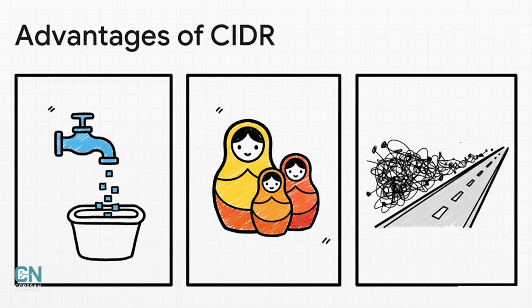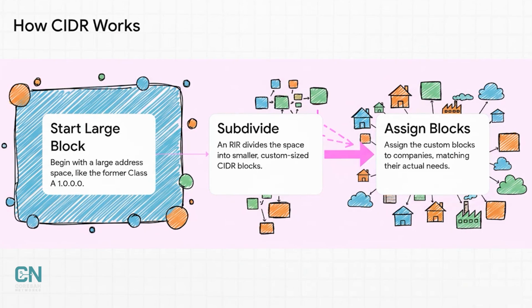And third, and this is a benefit for the entire internet, it made routing more efficient. It allowed lots of small networks to be advertised as one big block, which kept the internet's core equipment from getting totally overwhelmed. So how does this actually save addresses? Well, instead of handing out a massive, indivisible Class A block to just one company, an internet registry could now use CIDR to slice it up into thousands of smaller, custom-fit pieces. Then they could hand those out to all different organizations based on what they really needed. Almost nothing went to waste.